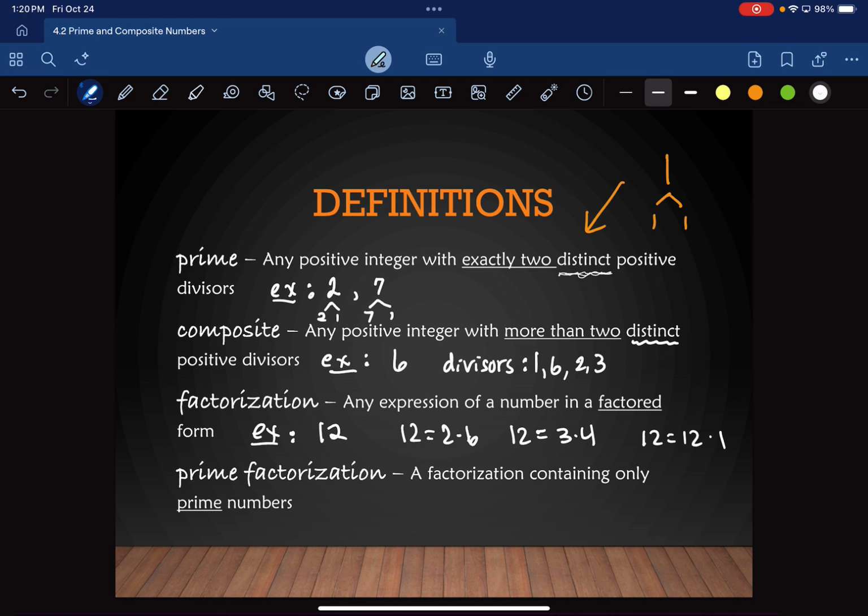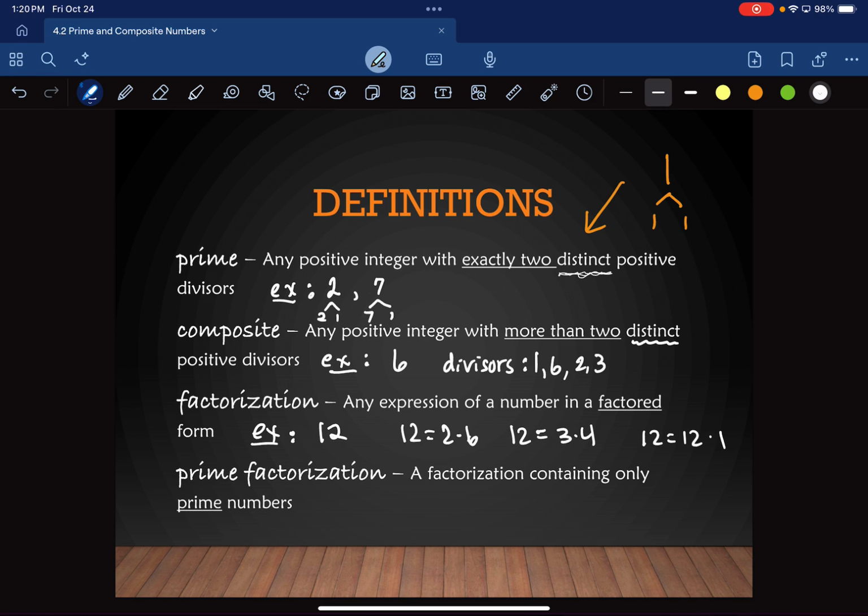6, right? So it's not two prime numbers. If I look at 3 and 4, which one's composite? 4, not two prime numbers. And if I look at 12 and 1, 12's composite, right? So none of those are actually prime factorizations of the number 12.